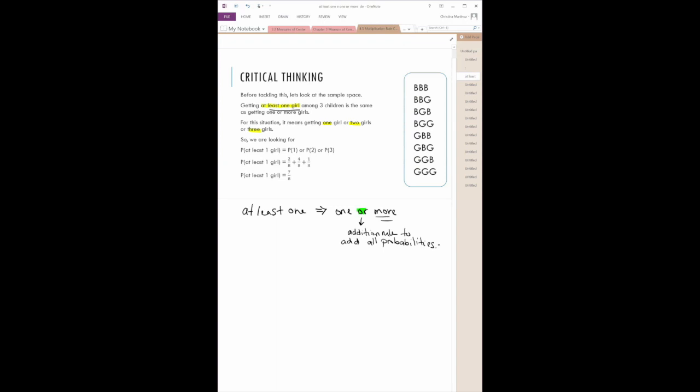Okay, now depending on the situation, it could be a straightforward addition. It may be a long, tedious addition rule. For this problem here, at least one girl means we want to get the probability of 1 girl, 2 girls, or 3 girls. So if I look at the sample space, I can find that. I'm going to look for each event from here.